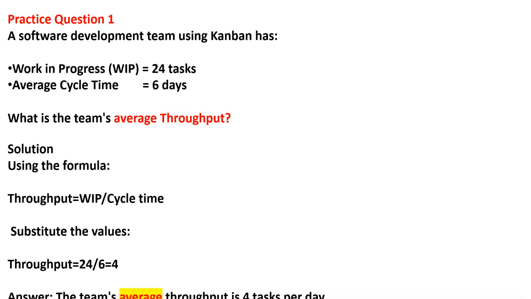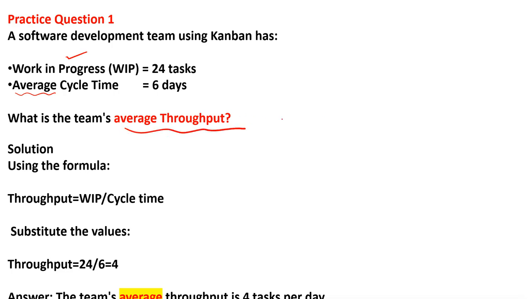Now I will solve a few questions. So again, I highly recommend that you pause the video. First you solve and then you can compare the answer with me. So the practice question is, a software development team using Kanban has work in process. See again, work in process, average. If you see the keyword average, this is also related to Kanban. Average cycle time is 6, so what is the team's average throughput?